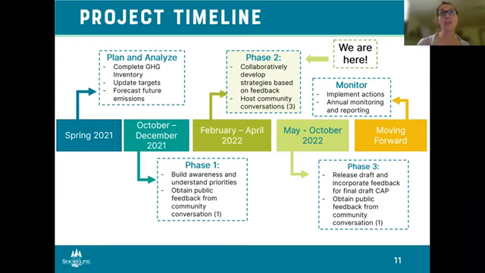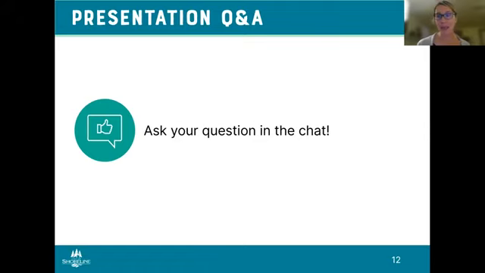And then we'll move into the monitoring phase, so implementing the actions and annual monitoring and reporting. Any questions on the climate action process? Please put any questions or points of clarification on the process, where we've been, where we're headed, in the chat. We'll do a quick pause here for clarifying questions in the chat.